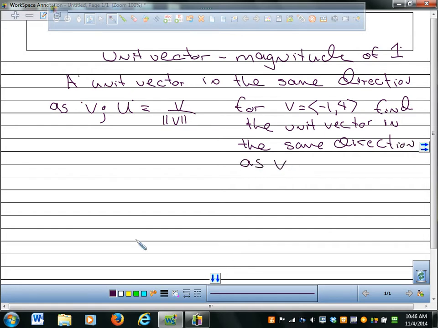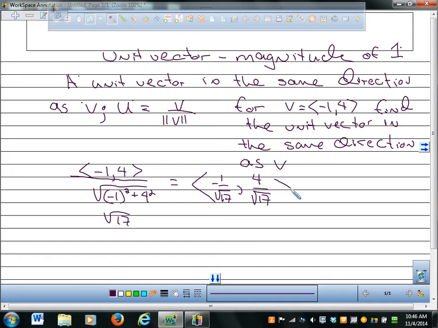as v. So all you have to do is take vector v, negative 1, comma 4, and divide it by its magnitude. What's the magnitude of that? Square root of negative 1 squared plus 4 squared, which is equal to the square root of 17. So you write this as the vector negative 1 over the square root of 17, comma 4 divided by the square root of 17.